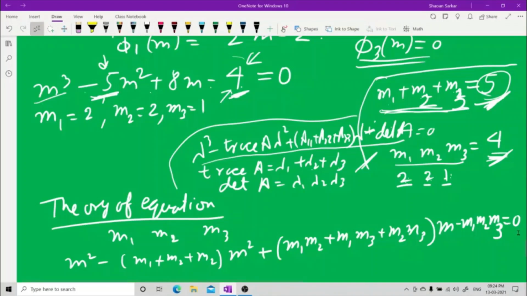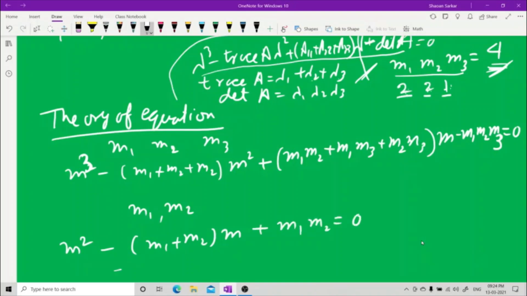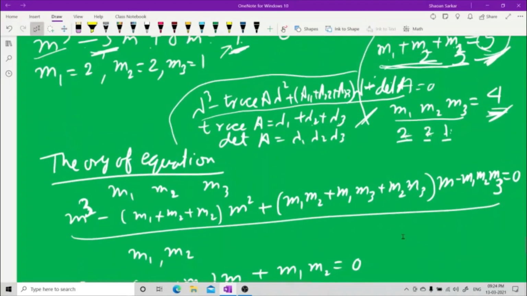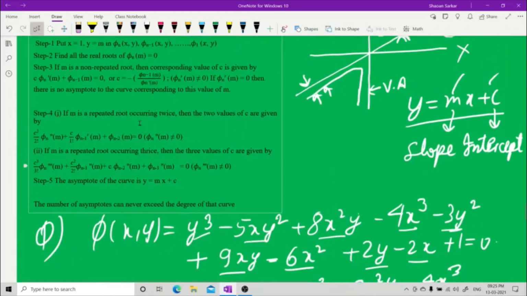The theory of equations है sum of the roots and product of the roots and all this. Now for a 2 degree equation, it is m square minus sum of the roots into m plus product of the roots. This is for a 3 degree equation, and this is for a 2 degree equation. Okay, let us do this problem now. M1 is 2, M2 is 2, M3 is 1. Since this is a single root, M3 is 1. The formula is, see here, in order to find that, this is the formula.